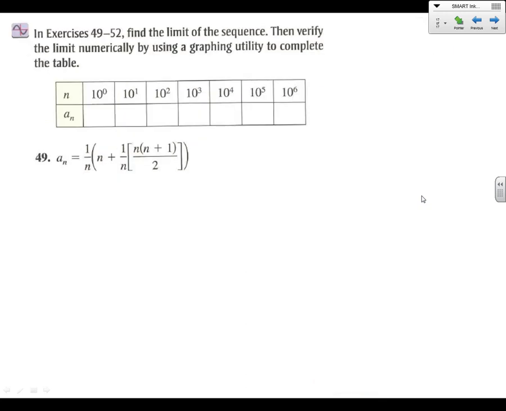So, to wrap this up, see if you can figure out 49. Fill out the table to confirm. And your job here for 12-4 is done. Any questions? We'll go over these in class. Good luck.